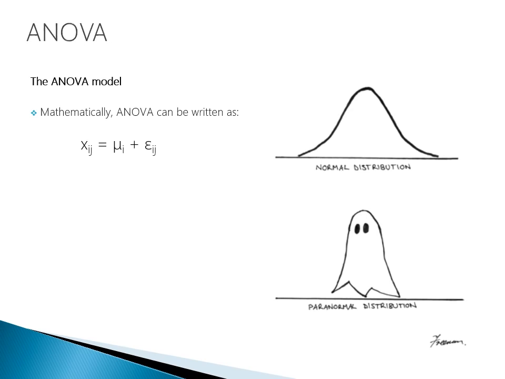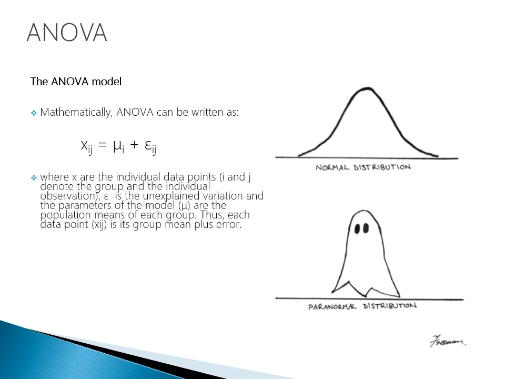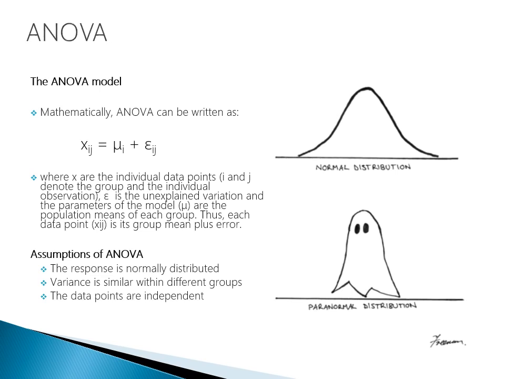Mathematically, ANOVA can be written as follows, where x are the individual data points, and i and j denote the group and the individual observation. The e is the unexplained variation, and the parameters of the model, mu, are the population means of each group. Thus, each data point is its group's mean plus its error. Some key assumptions of ANOVA are that the response is normally distributed, the variance is similar within different groups, and that the data points themselves are independent.